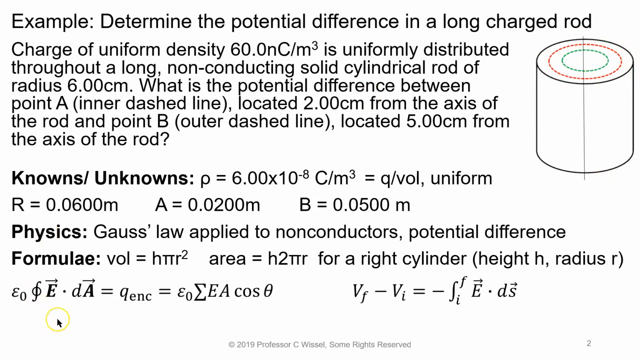Also need Gauss's law, epsilon naught times the integral of E dot dA equals q enclosed. And we can rewrite that as an approximation, epsilon naught times the sum of EA cosine theta. And, of course, the potential formula is VF minus VI equals minus the integral from the initial to the final point of E dot ds.